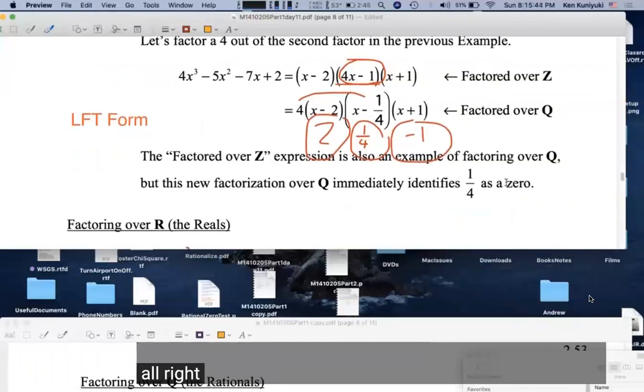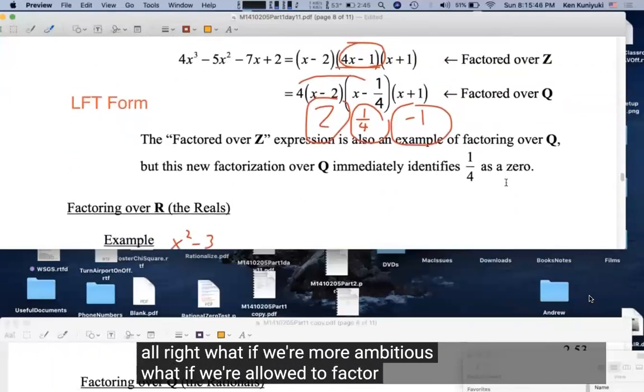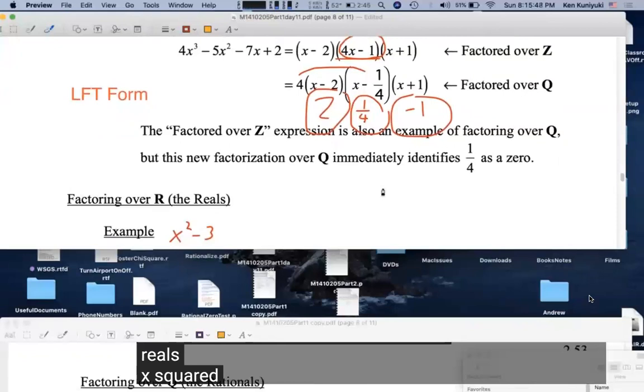All right. What if we're more ambitious? What if we're allowed to factor over the reals? x squared minus 3.